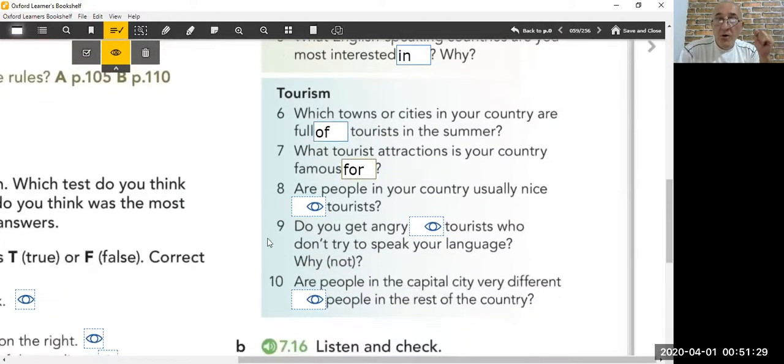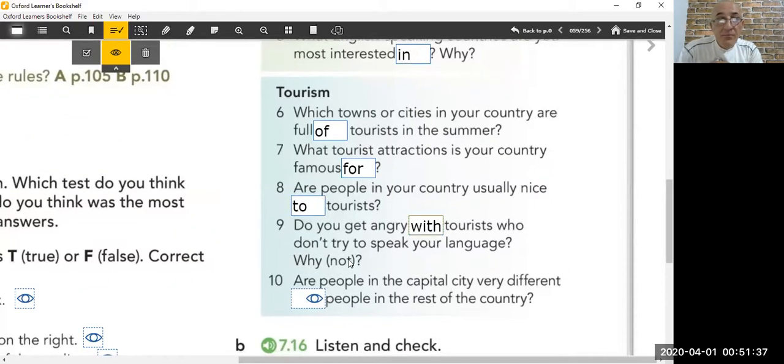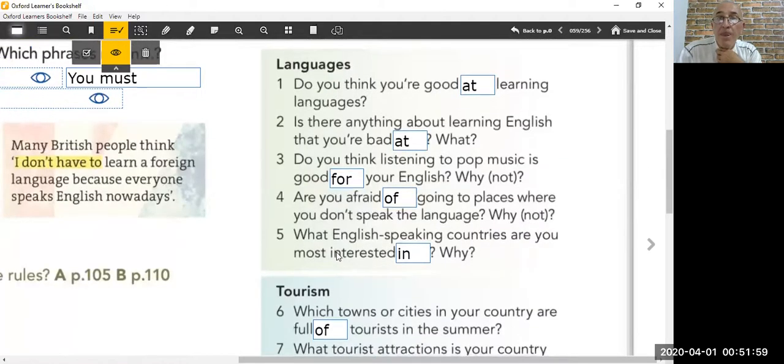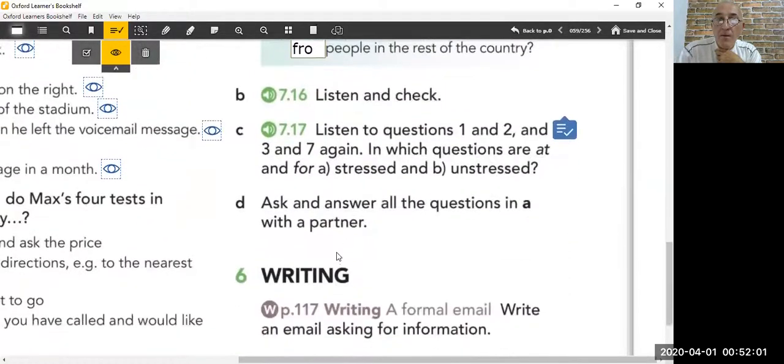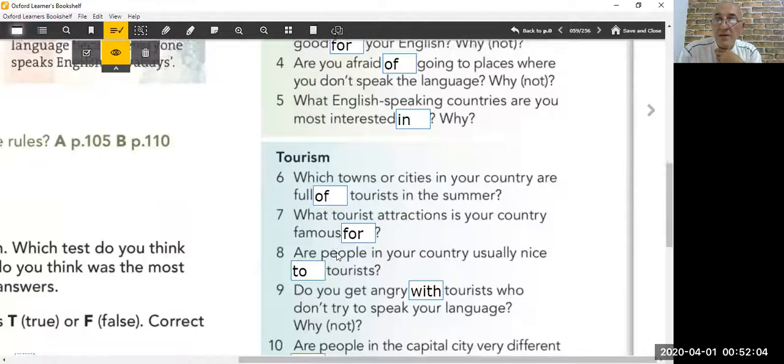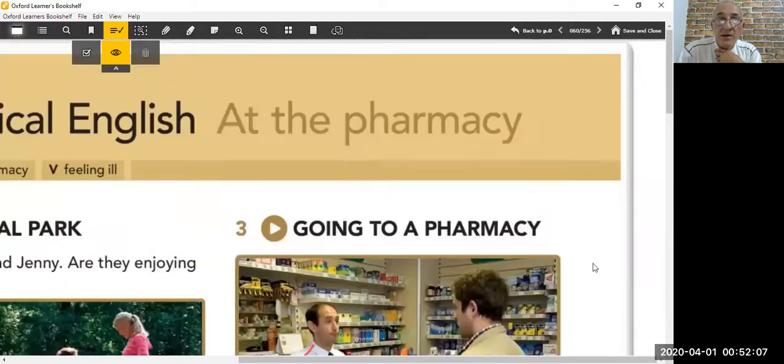What tourist attractions is your country famous for? Are people in your country usually nice to tourists? Do you get angry with tourists? Are people in the capital city very different from people in the rest of the country? Okay, so these are the adjective plus preposition phrases. Have a look again. Okay, again I will pass the writing part.